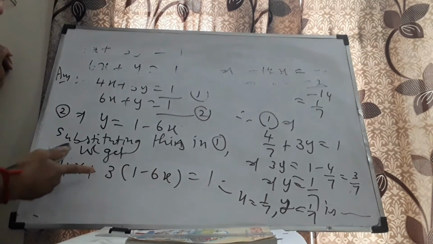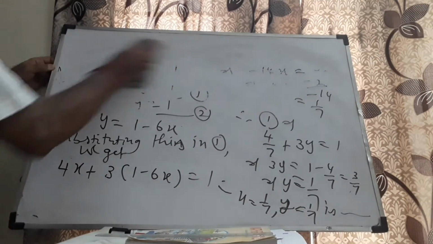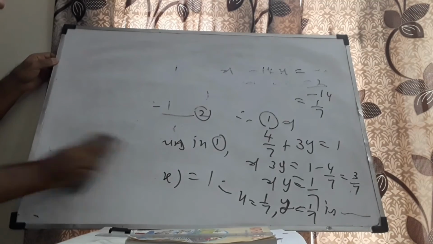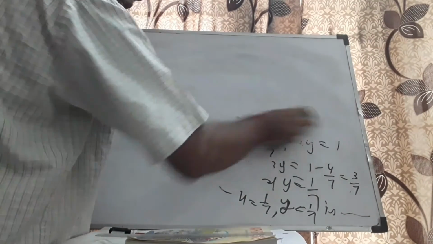I just made a small mistake. Instead of substituting in 1, I have substituted in 2. Be careful while you do such problems. Okay, I have corrected anyway. Still, I am just telling you to be very careful. We should not substitute in the same equation after getting x in terms of y, or y in terms of x.